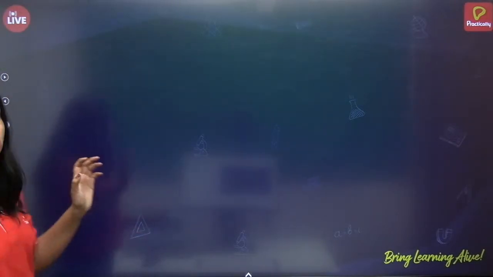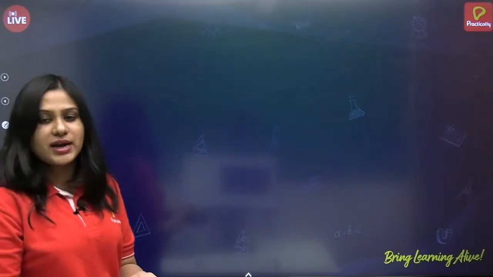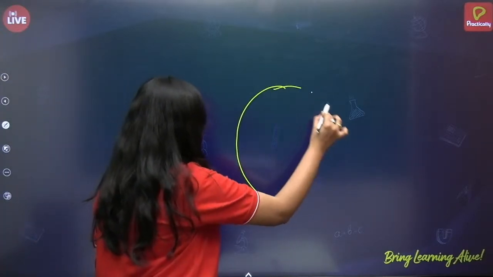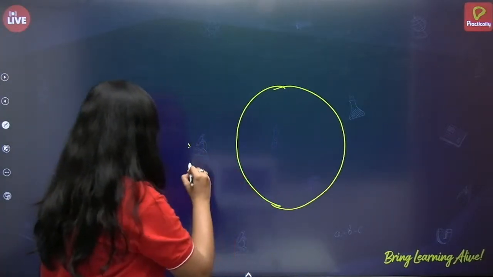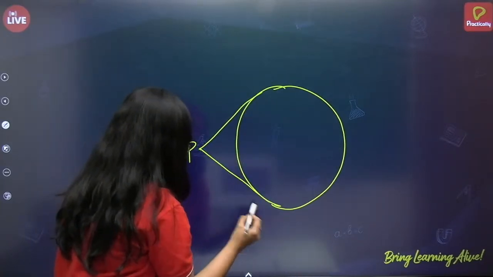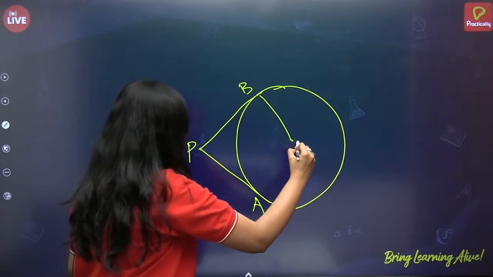Next, we can also prove this by Pythagoras theorem. Okay, so RHS, right? Pythagoras. So, let me just tell you how. I'll tell you in a very quick way. So, this is P, correct? So, this is A or this is B and this is O.